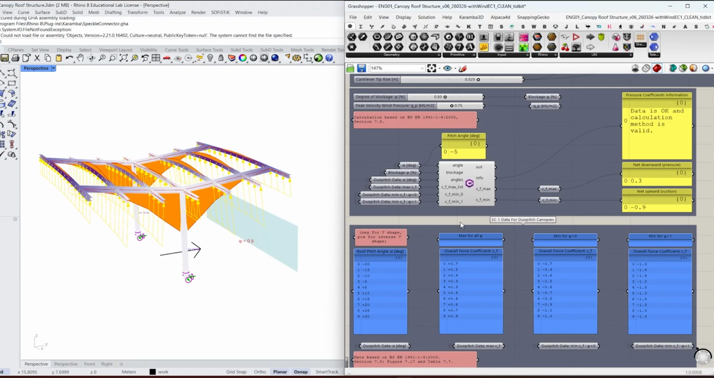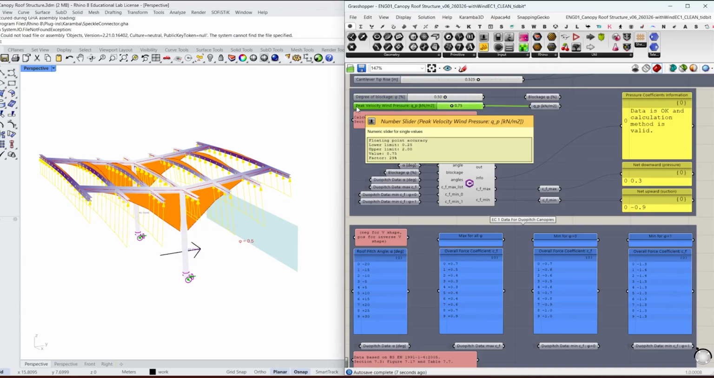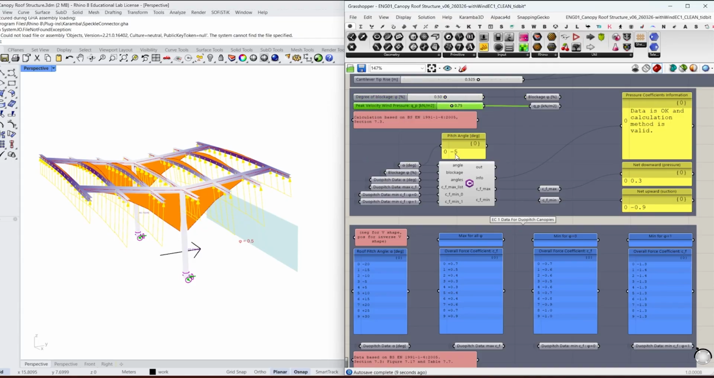When we jump into our example file, we can see all of this implemented. First, we got some basic parameters that we've talked about. We've got the degree of blockage going from 0 to 1, and we've got a peak velocity wind pressure in kilonewtons per meter squared, which we will be referring to in the next video.